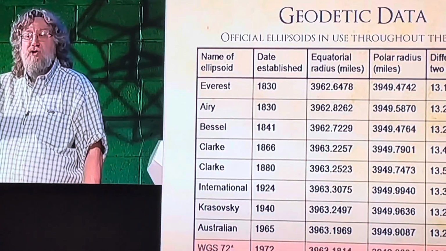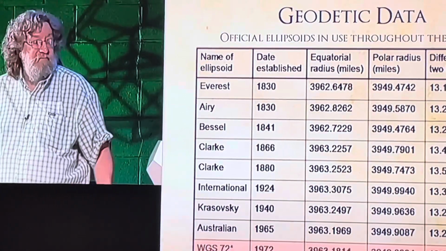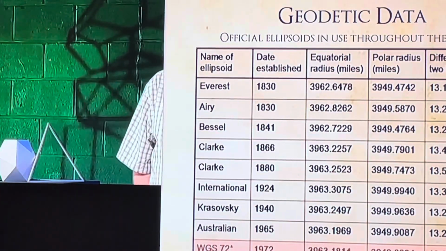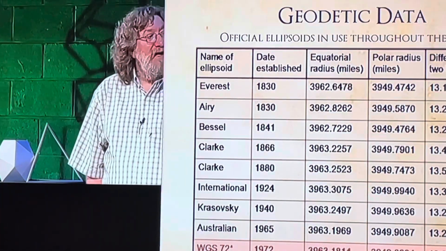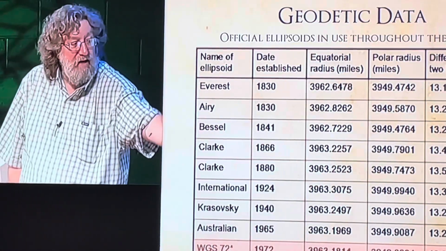These are satellites, professional satellites. Two that were determined by satellite measurements. And you'll notice that as we come through here, we've got a polar radius in miles and an equatorial radius in miles. And then we have the difference in the two radii right here.